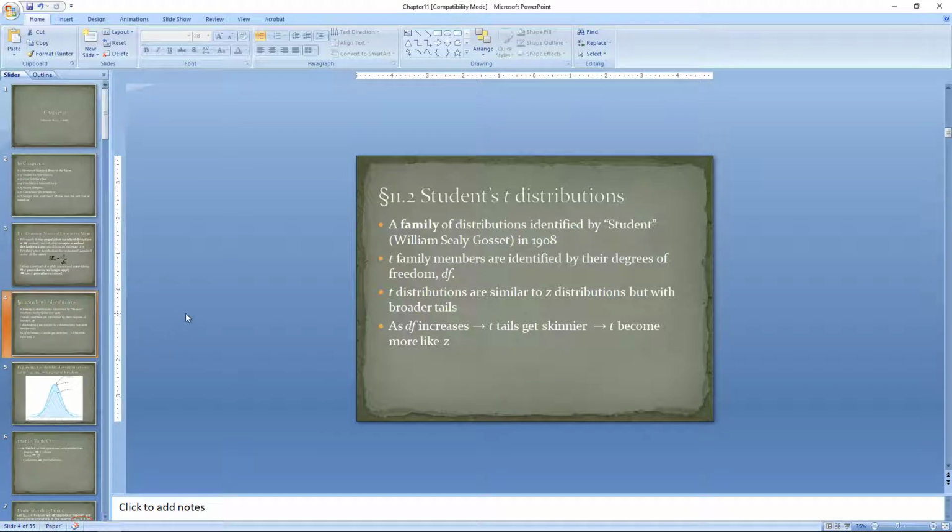So now we're going to be using what's called a student's T distribution. It's a family of distributions identified by Student in 1908, aka William Seeley Gossett. You can read about him. He went under the pseudonym of Student, and this is why it's called the student's T distribution, even though the statistician William here is the one who actually created it. The T family members are identified by their degrees of freedom, which is notated by df. T distributions are similar to Z distributions, but with broader tails. As the degrees of freedom increase, the T-tails get skinnier, and T becomes more like a Z.